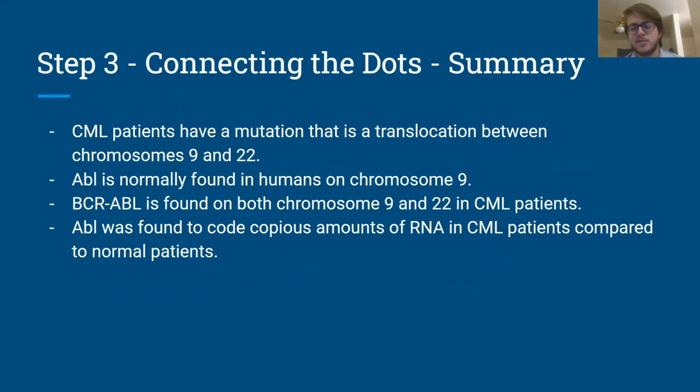So here's a summary of connecting the dots. CML patients have a mutation between chromosomes 9 and 22. It's a translocation. ABL is normally found in humans on chromosome 9. That doesn't have heightened tyrosine kinase activity. It has its normal required activity. However, BCR-ABL is found on both chromosome 9 and 22 in CML patients, and that's that translocation. And ABL was found to code for copious amounts of RNA in the CML patients compared to normal patients.